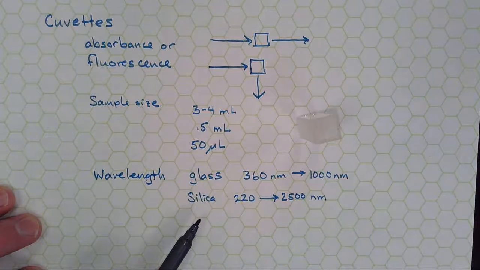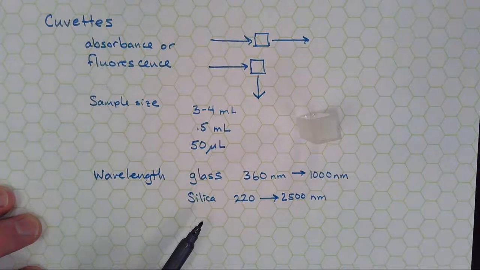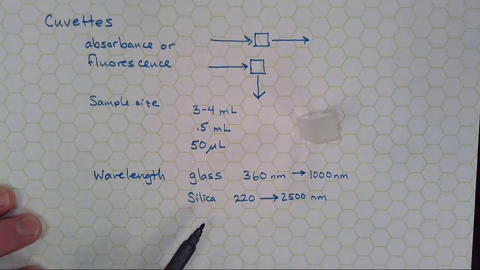But if it's UV stuff, like you're wanting to quantify DNA at 260 or 280, or if you're wanting to consider a protein that absorbs at 280 nanometers, any of that kind of stuff, then you want to be really careful about what your cuvette's made of.